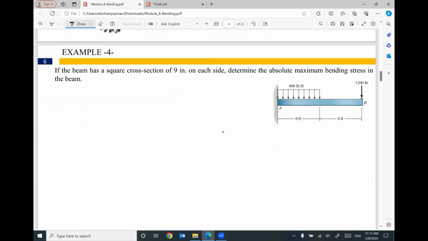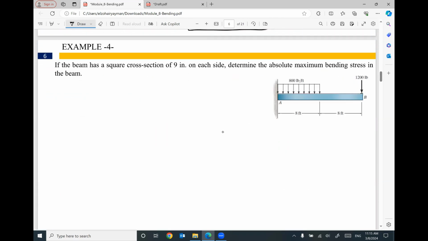For example number 4, we have a cross section which is a square. So we have a square cross section, 9 inch by 9 inch. And we need to determine the maximum, the absolute maximum. Absolute means I don't care if it's positive or negative, compressive or tensile stress, I don't care.